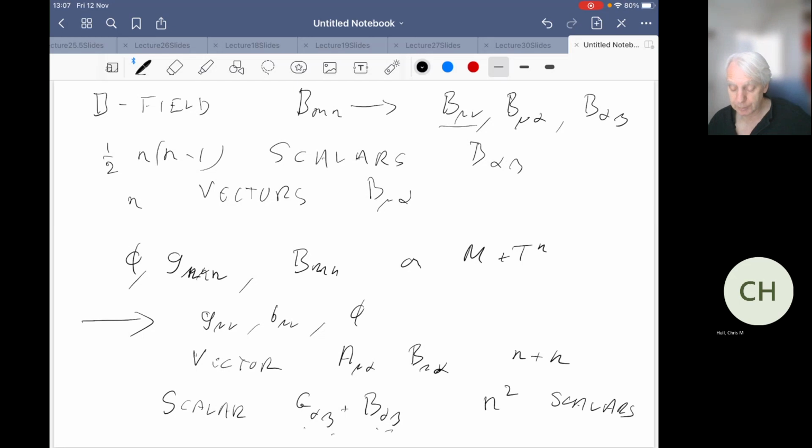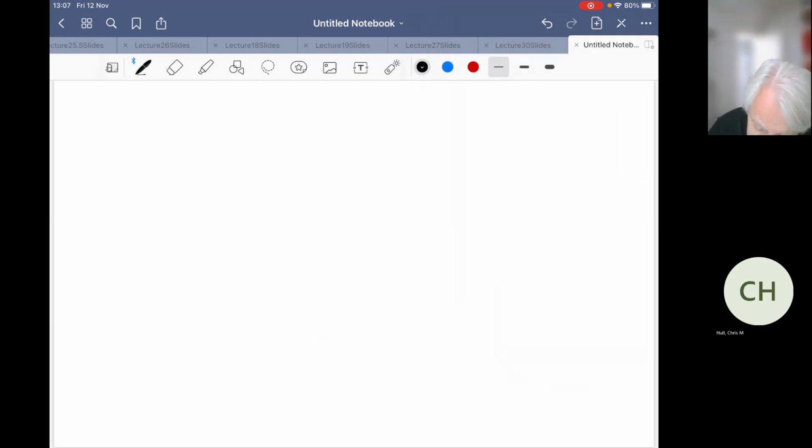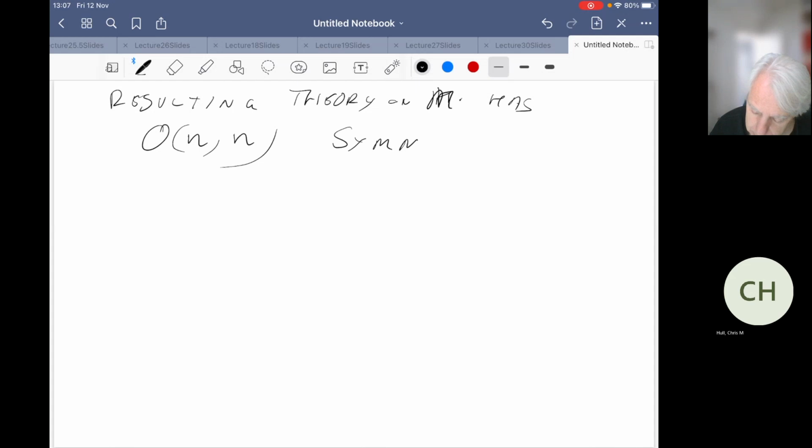And as before, we would expect this to be invariant under an action of GL(n,R) if we look at the y-independent fields. But in fact, there's a much larger symmetry. This comes very much as a surprise, but a careful calculation shows that the theory on M has an O(n,n) symmetry. So this is the group of 2n by 2n matrices which preserve an indefinite metric of signature (n,n). And under this, the A_μα and the B_μα, of which there are 2n of these, transform as a 2n dimensional representation.